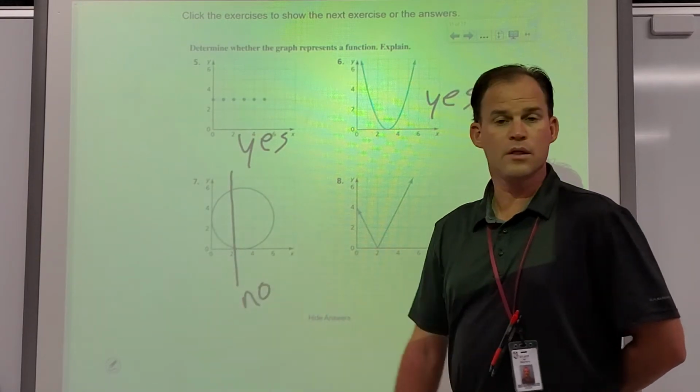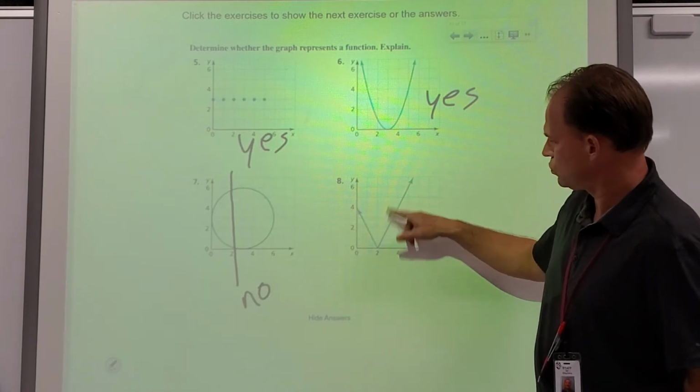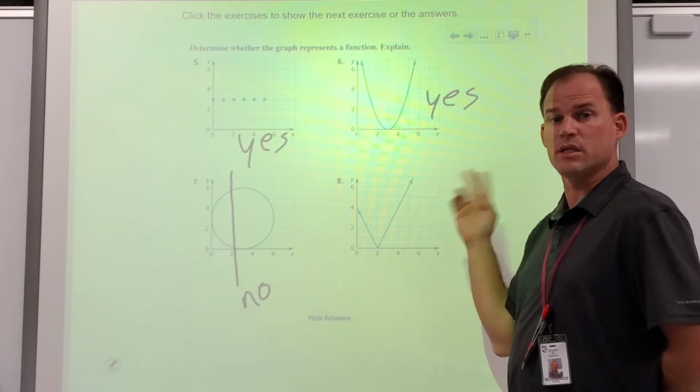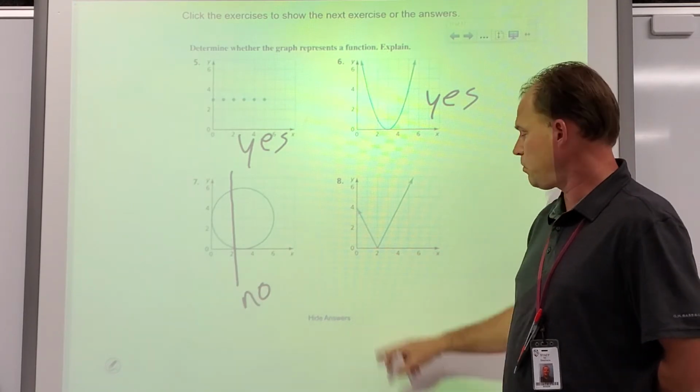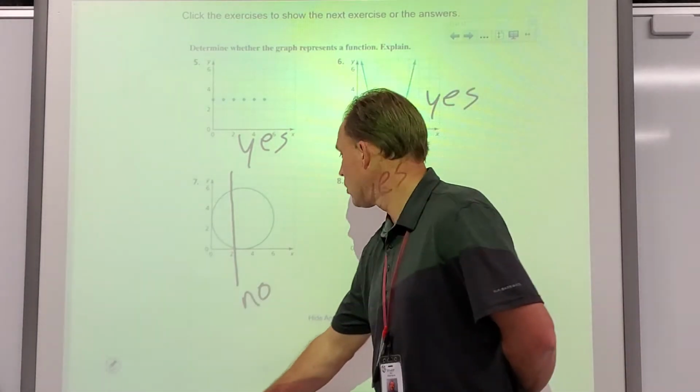Failed the vertical line test. Number 8. Do I hit it anywhere going vertically? Do I hit 2 spots? Nope. So it passes the vertical line test.